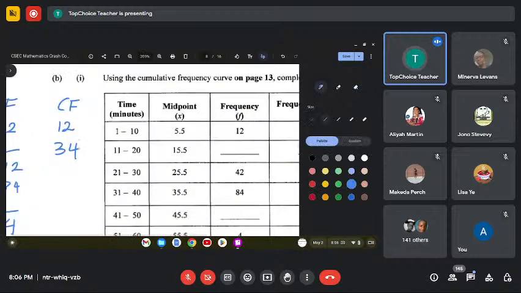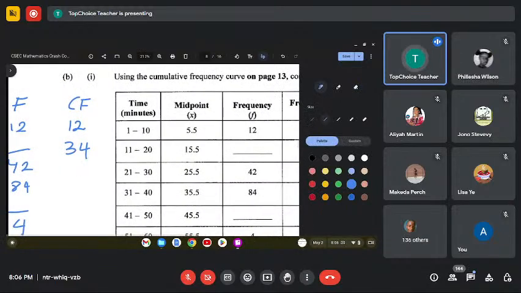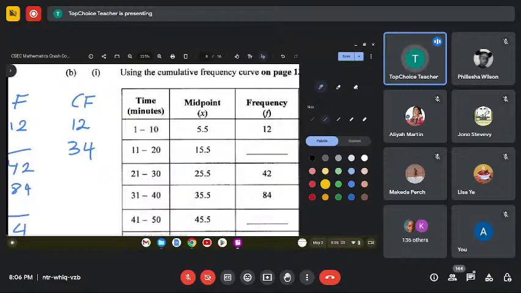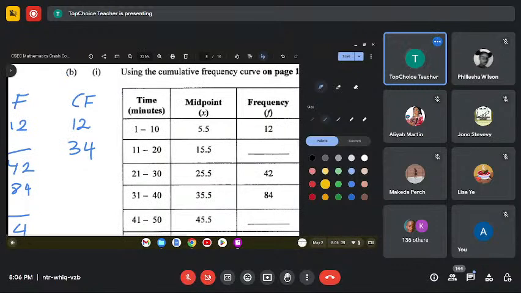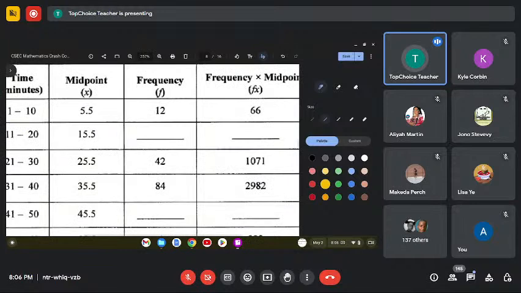So how would we figure out what the missing value would be here? This is where we end the session. After this, you all could try the question and we'll correct it and finish it next day. 12 add something is going to give me 34. 12 add what is going to give me 34? 12 add 22 is going to give me 34. That means this missing value has to be 22.